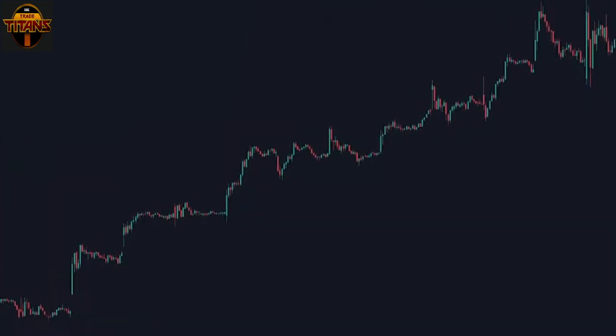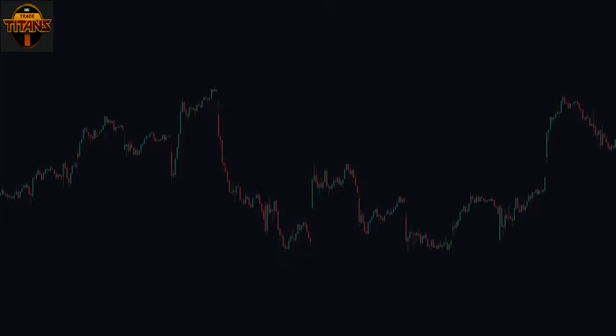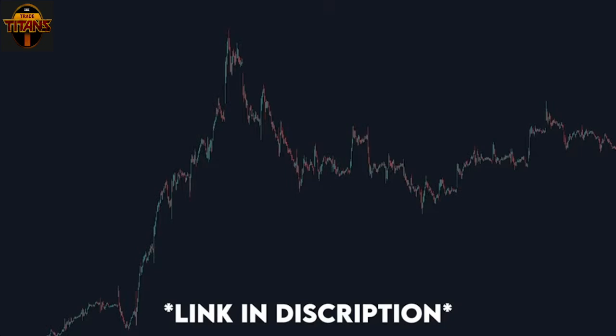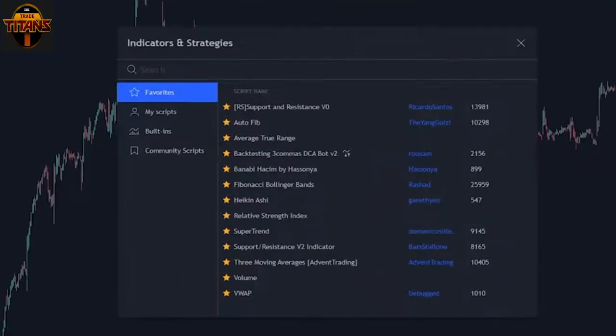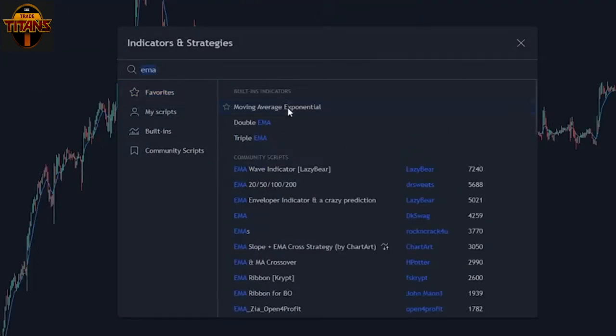Rule number one, and probably the most important rule, is that we will only be trading with the trend, at least with this strategy. You may be asking yourself, how do I know if a chart is in an uptrend or a downtrend? Well, it's pretty simple. Just go to TradingView, click the Indicators tab, and type in EMA for Exponential Moving Average.